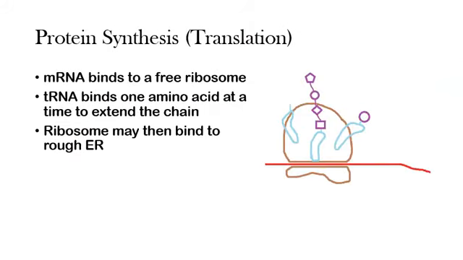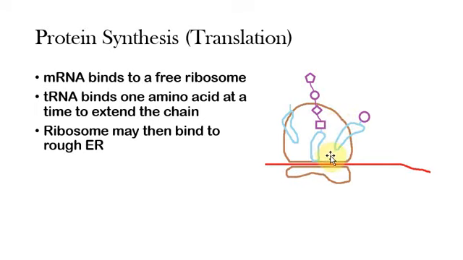Next, we have translation, of course. So translation is protein synthesis, which occurs in ribosomes. That's why I mentioned ribosomes at the beginning of this video. Essentially, what happens is that the messenger RNA will bind to a free ribosome, and it'll start going through, and these little blue things, which are known as tRNA or transfer RNA, will bind one amino acid at a time to extend a chain of amino acids, which is known as a polypeptide.